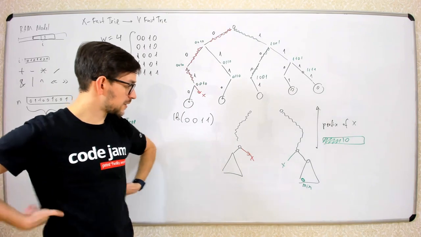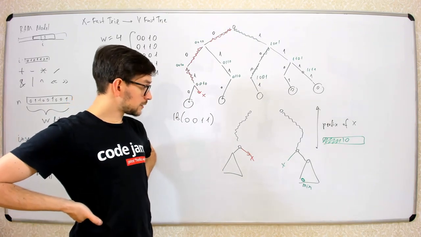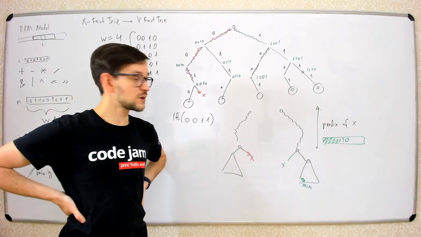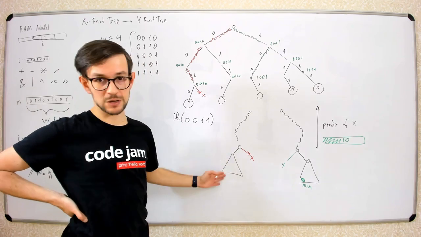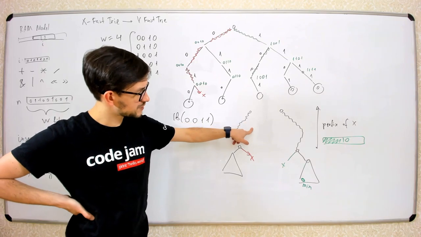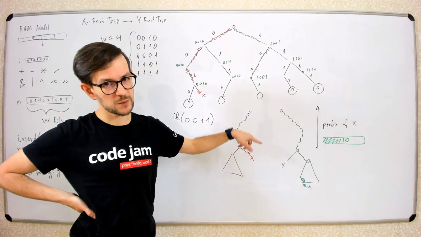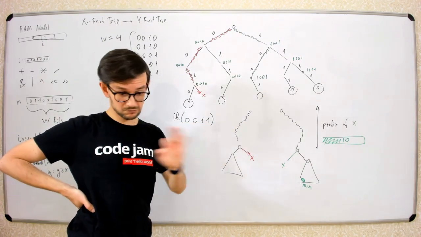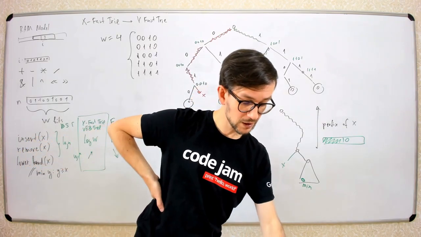How to find the next element in this case? It's a little bit more complicated, since the next element is not in your subtree. So you kind of want to go up, then go to the right subtree at some point, and then find the minimal element there. But that's too much work.